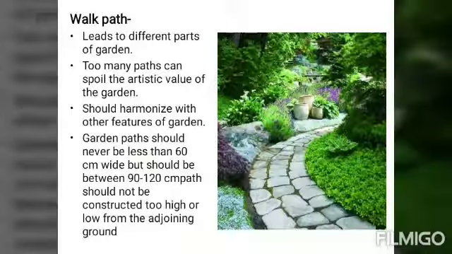It should not be too high, and not lower than that either. It should not be constructed too high or too low from the adjoining ground. It should be level, okay, like you can see in this picture. So these are some of the important points to remember in constructing a walk path.